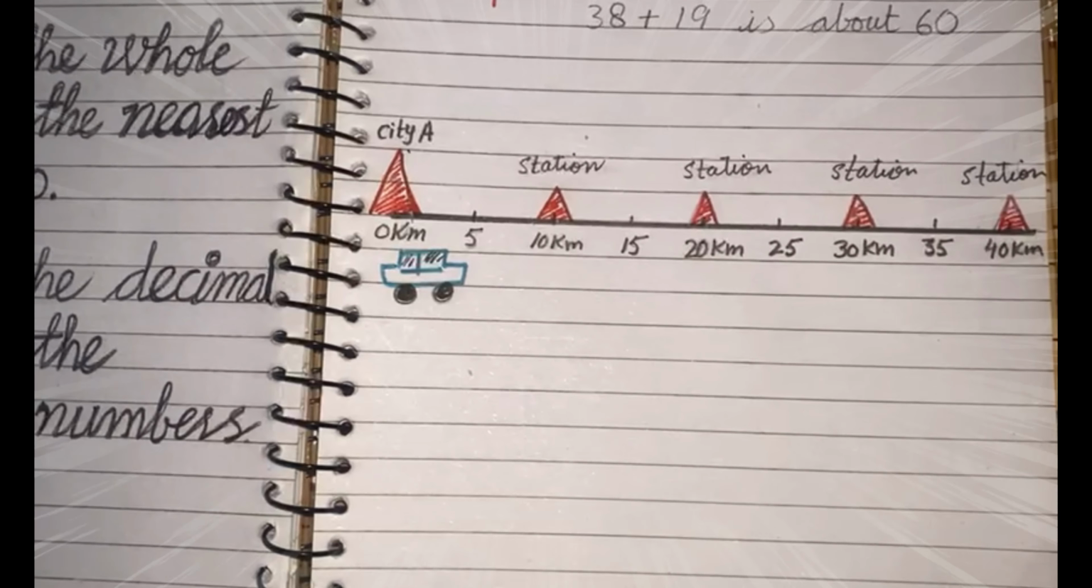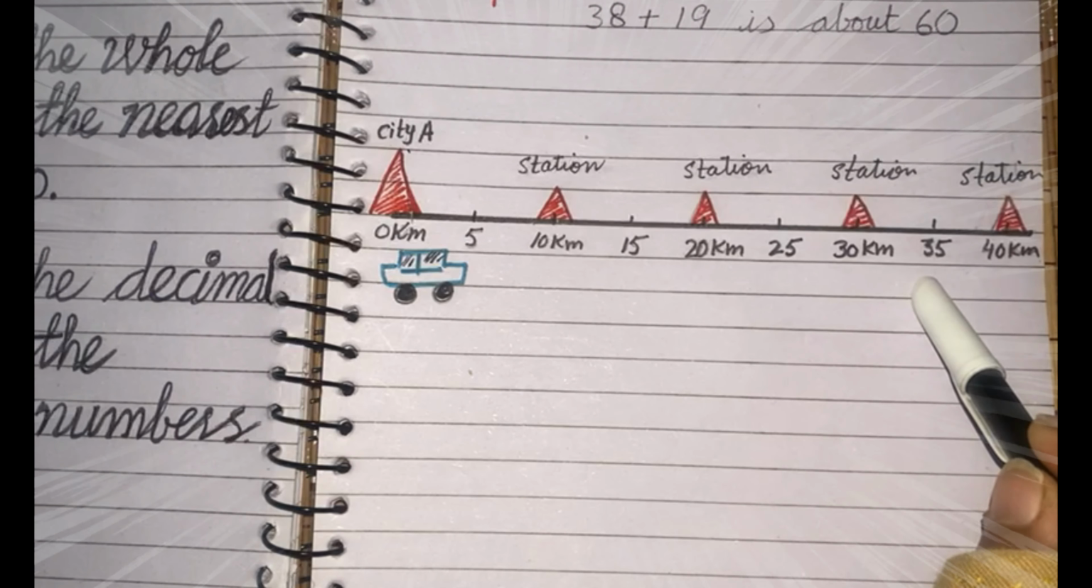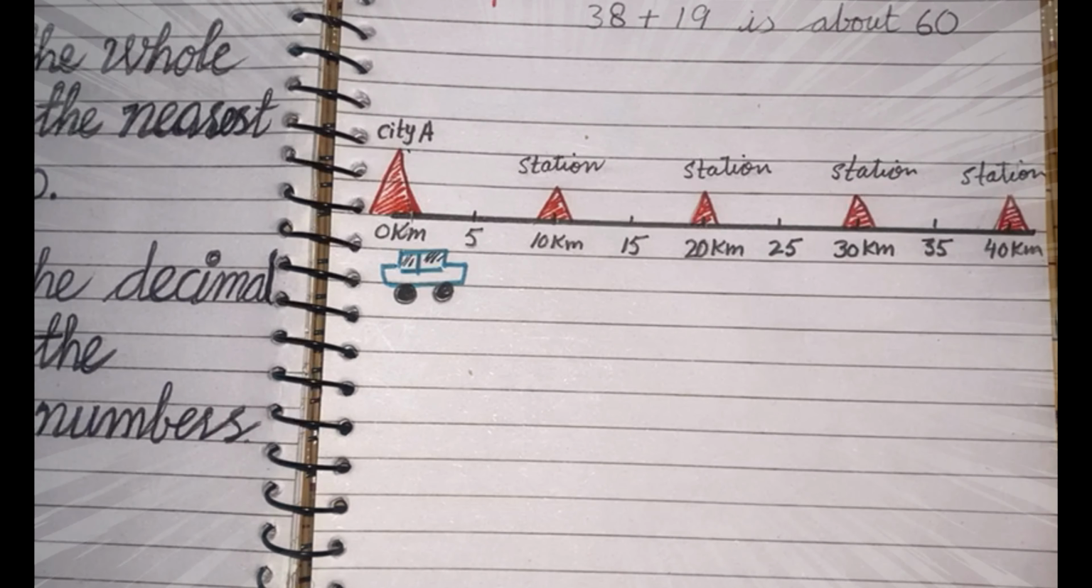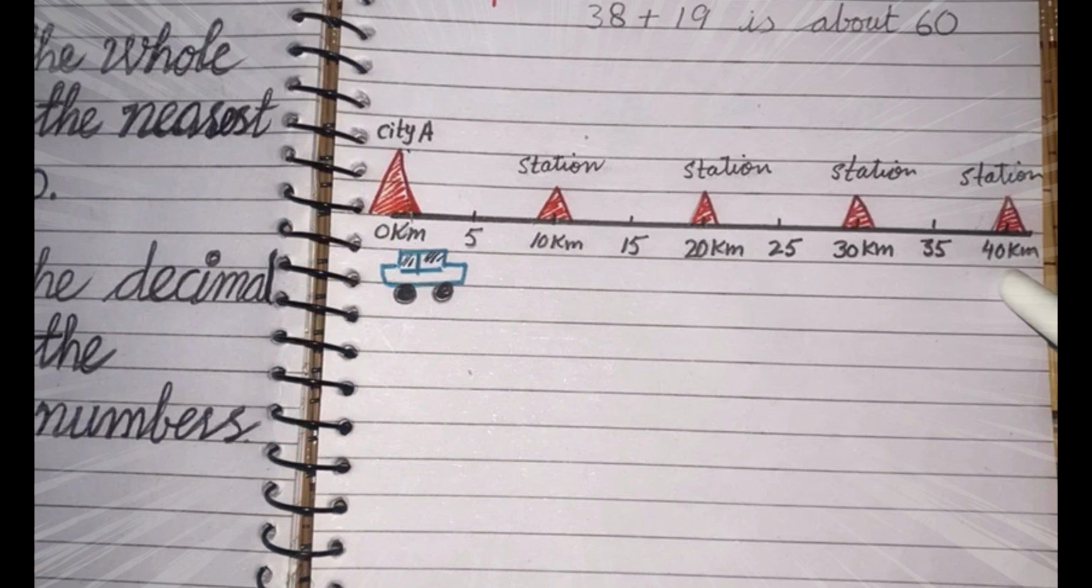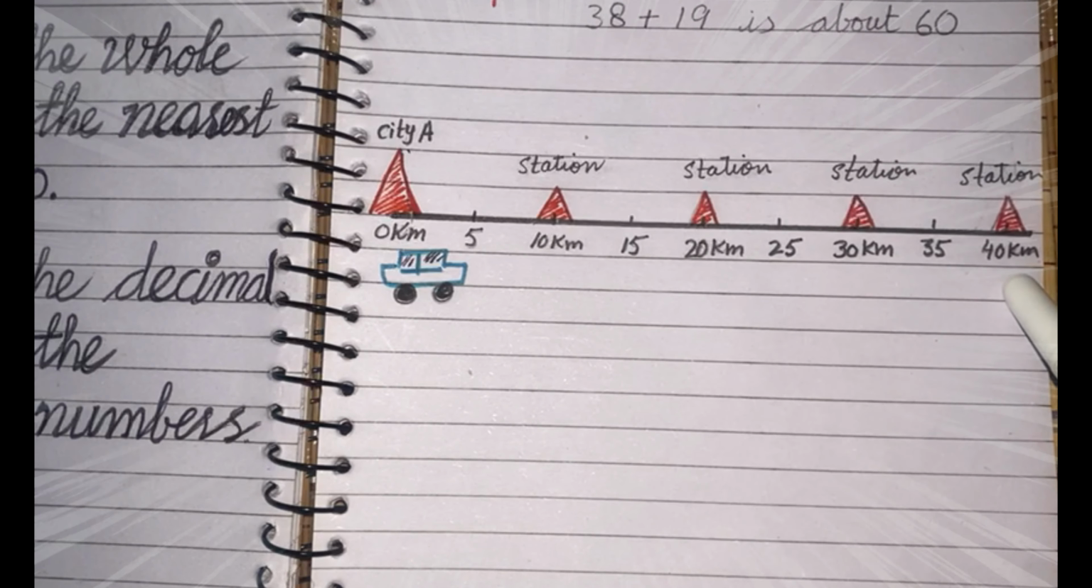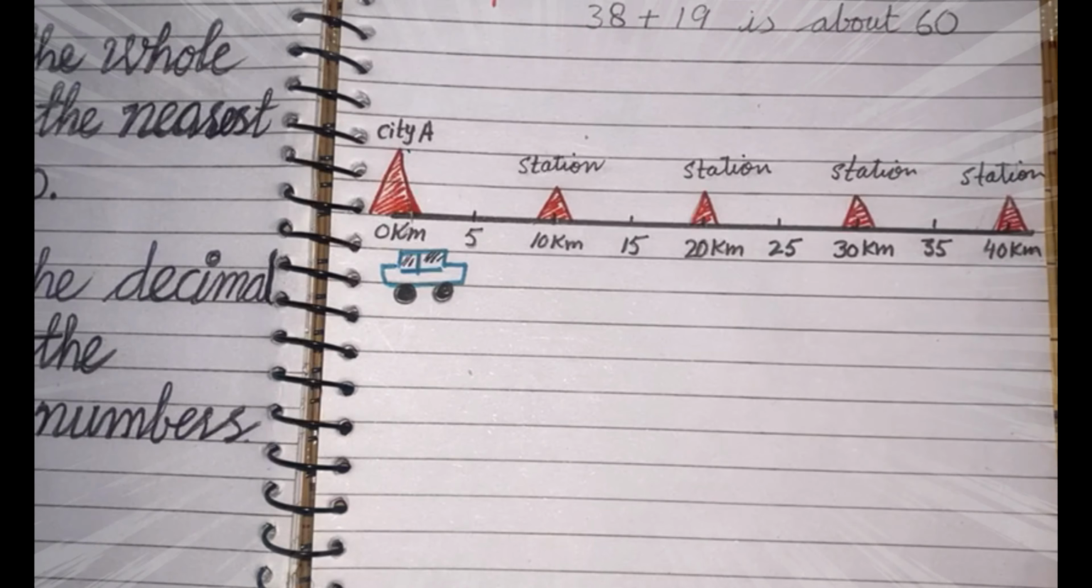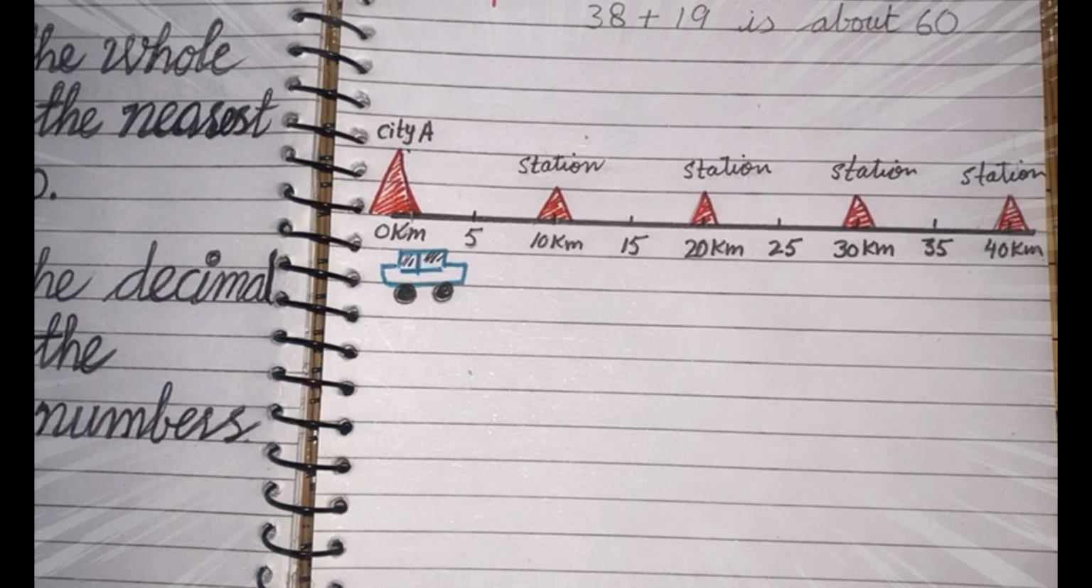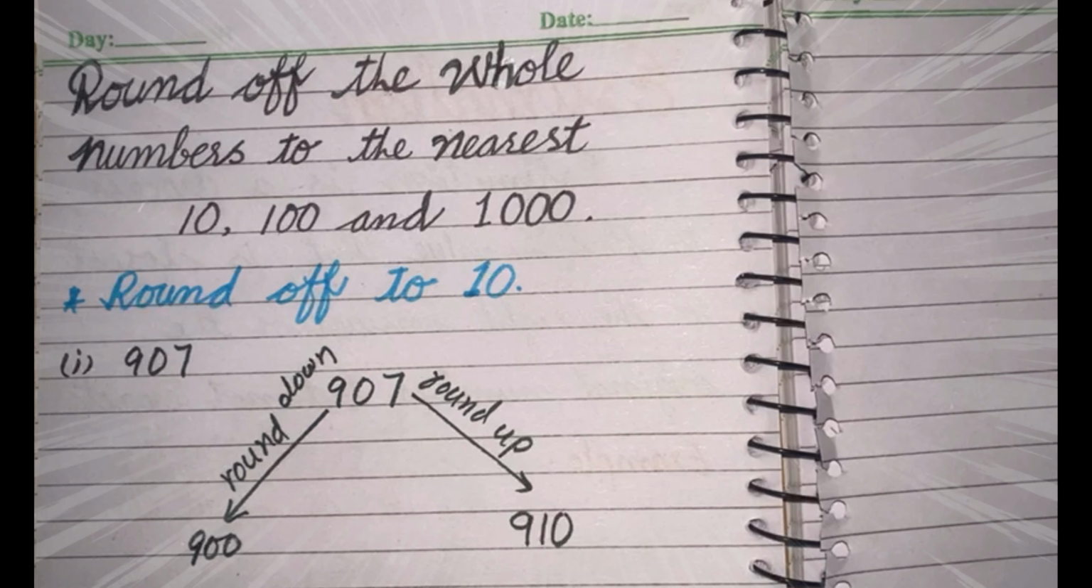Now, if Ahmad wants to refuel his car at 35 kilometers, which pumping station will he go to for petrol? The answer is he will go to the pumping station at 40 kilometers, because the distance is the same between the 30 kilometer pumping station and the 40 kilometer pumping station. As he is going to city B, to save his time, he will choose the pumping station at 40 kilometers.